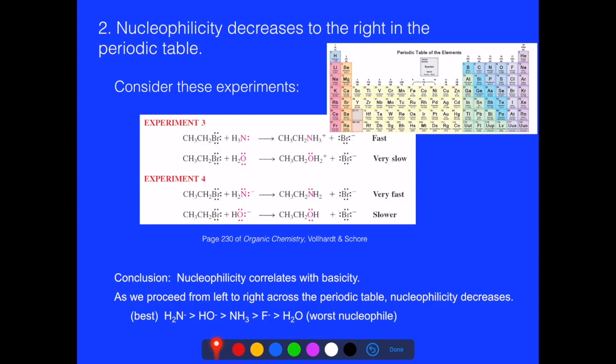As we proceed from left to right on the periodic table in a particular row, the nucleophilicity decreases. If we rank them, nitrogen with a negative charge would be stronger than OH minus, and oxygen with a negative charge would be stronger than an uncharged nitrogen, and then the fluorine, which is really the worst nucleophile. Clearly, these are not the only nucleophiles, but these are common ones, and a way to help us understand how nucleophilicity changes based on trends and sizes in the periodic table.